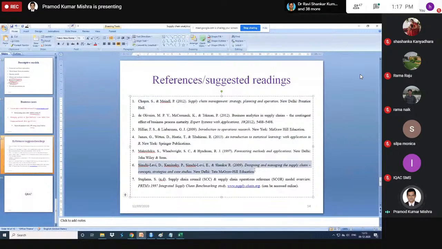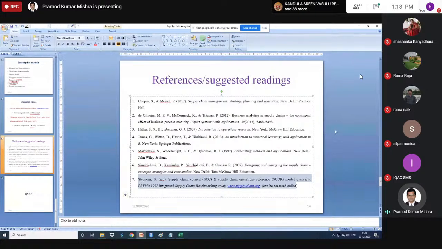Okay, I refer to these two books. One is from the analytical viewpoint, another one is from the practical viewpoint, right? Optimization is a good book, and you have H.A. Taha also, that's a good book. Then one paper I have kept here for your learning, that is how analytics is helping the supply chain in terms of its performance, and what is the result. So there are a few standard references I have kept.